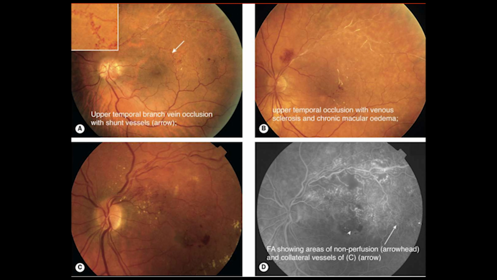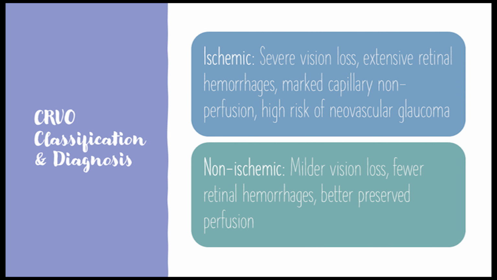Textbook image 13.28 shows this perfectly. You see blocked fluorescence where the dye can't get through, but then bam, you see those collateral vessels lighting up. Some blood is still getting through. So ischemic CRVO, bad blockage, poor perfusion. Non-ischemic, less severe, some perfusion, thanks to those collaterals. And this is what dictates how we manage it.